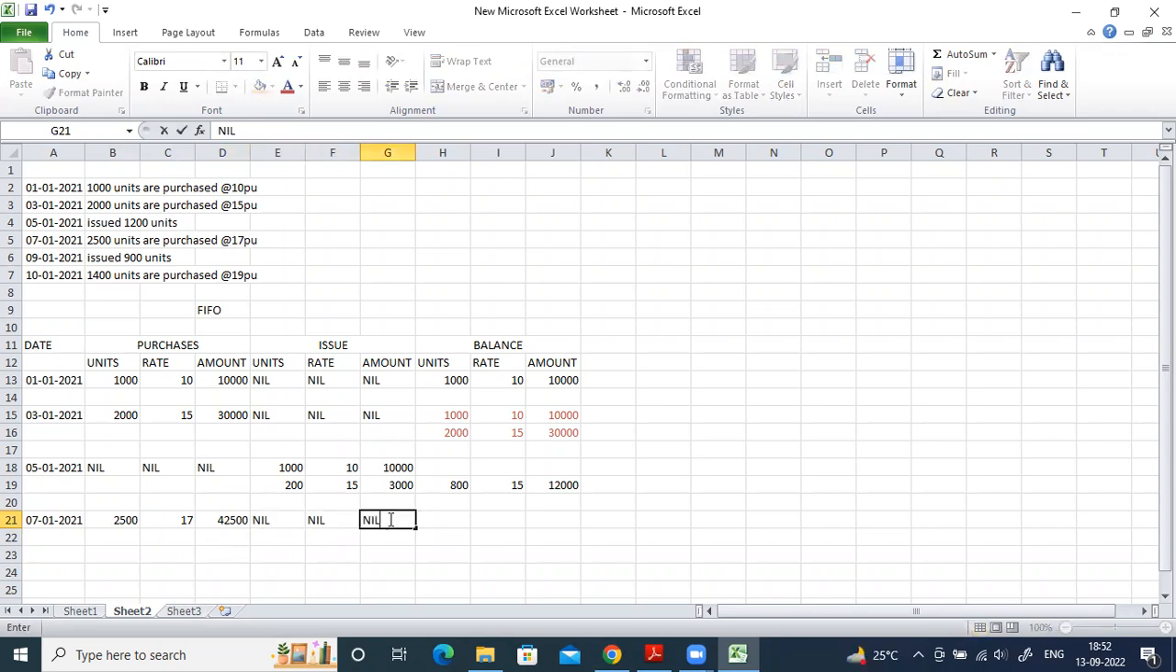Now what will be our balance? Can anyone tell? How much should be our balance now? How much we need to show the balance? You know the answer. Definitely you know the answer. How much balance we should record?